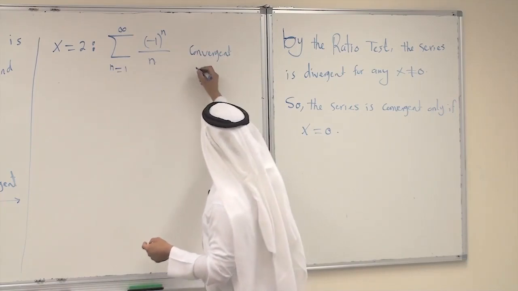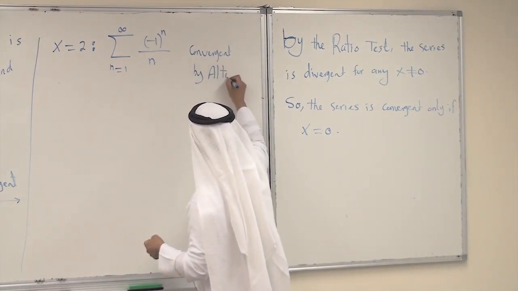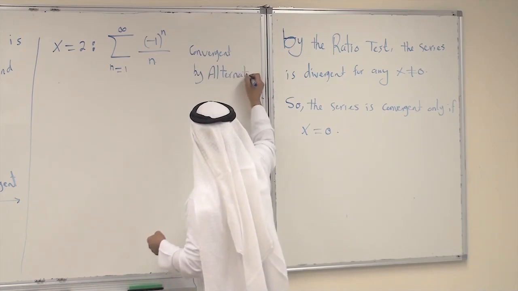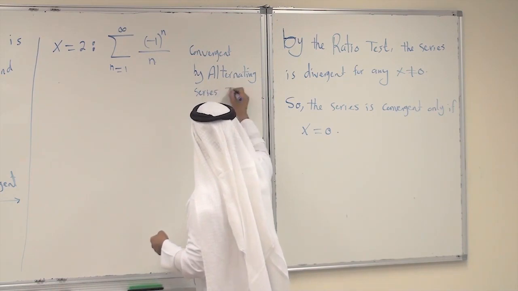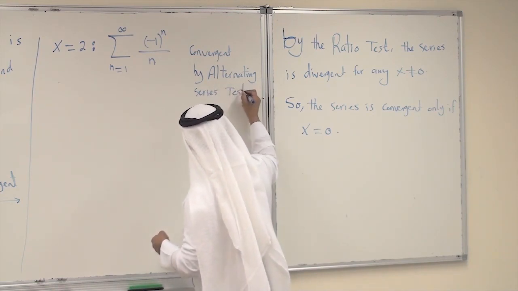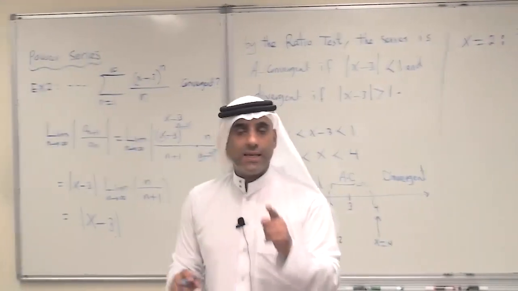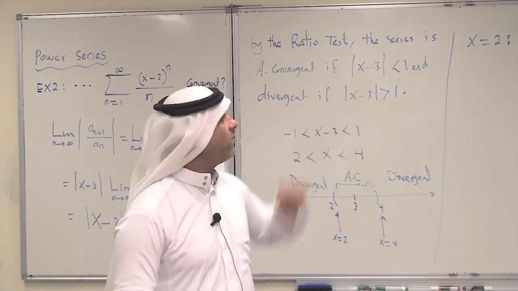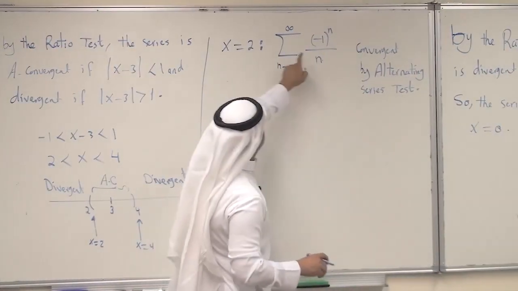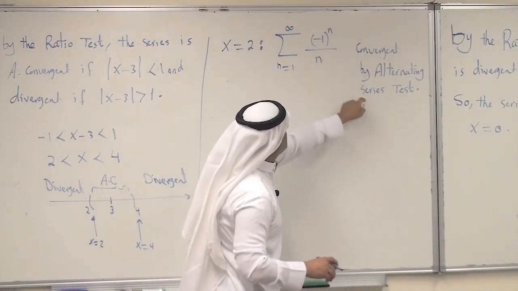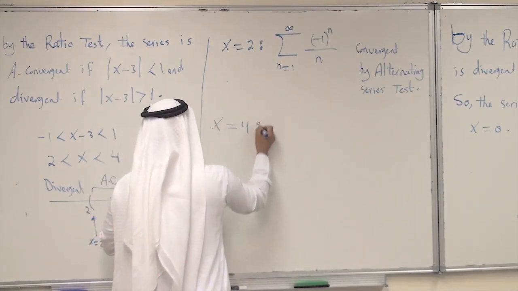So it's convergent by alternating series test. I will say it is and I will leave the justification for you because we did this example before. It's an alternating series, which is convergent. So this is convergent at x equal to 2. I mean, the series is convergent at x equal to 2 because the obtained series here is convergent by alternating series test. What about x equal to 4?